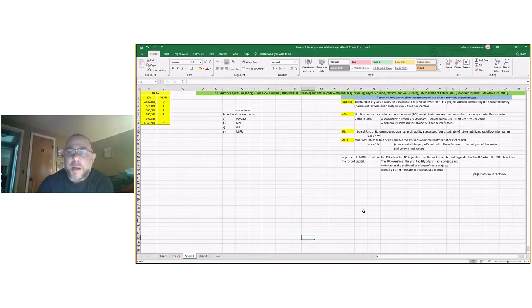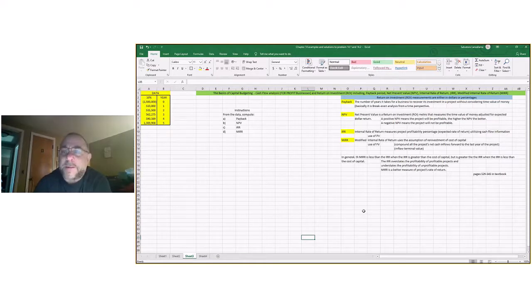So underneath MIRR, I have, in general, the modified internal rate of return is less than the IRR when the IRR is greater than the cost of capital, but is greater than the IRR when the IRR is less than the cost of capital. That's just a little summary of the difference between IRR and the modified internal rate of return. Basically, the internal rate of return overstates the profitability of profitable projects and understates the profitability of unprofitable projects.